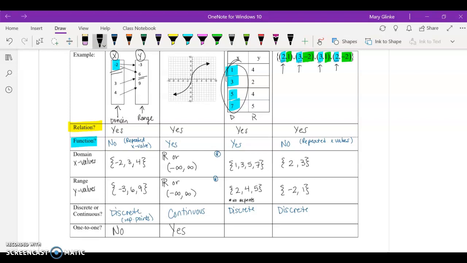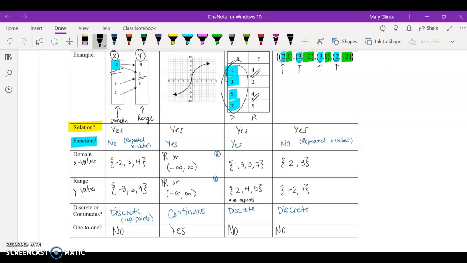The next one had no repeated x values, but there were repeated y values. So no, this is not one-to-one. And the next one fails because there are both repeated x values and y values. So no, that's not going to be one-to-one.